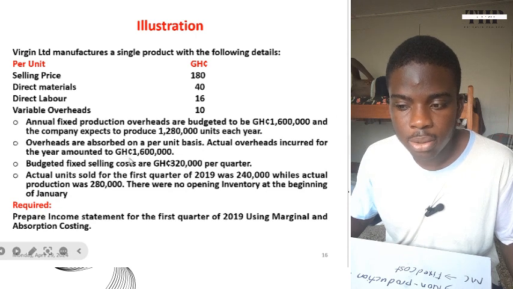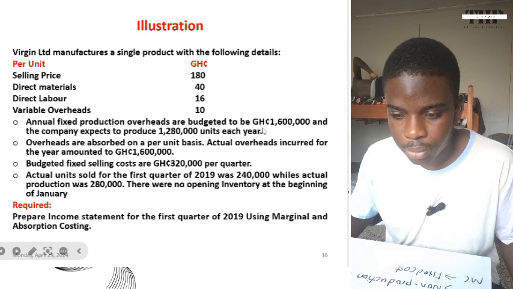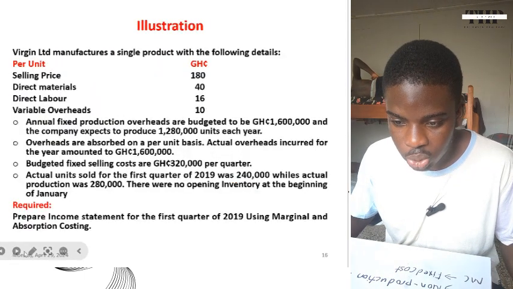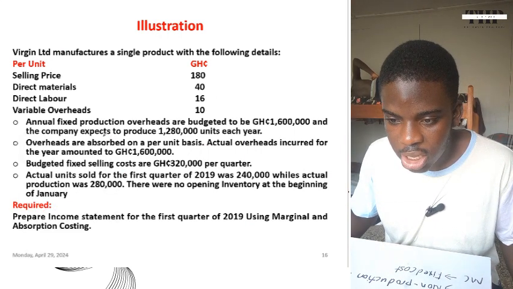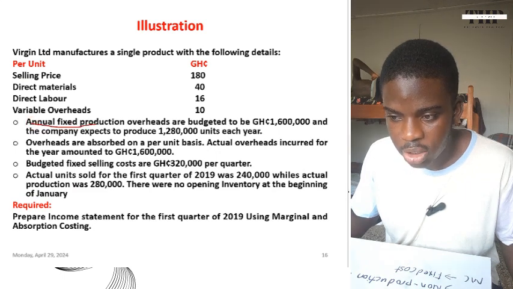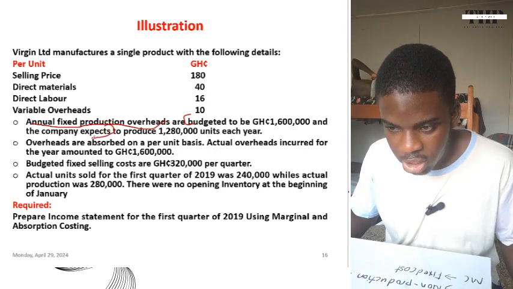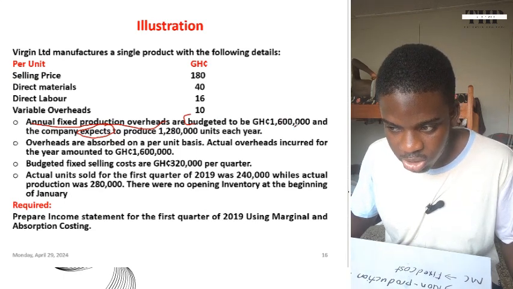Whereas in this instance, the budgeted overhead over here, let me use red, that will stand out more. This was the annual fixed production overhead, and they are budgeted. See the keyword, budgeted. Another way they can use it is expected. Expected, budgeted. Anyway, this is the budgeted overhead cost, 1.6 million.